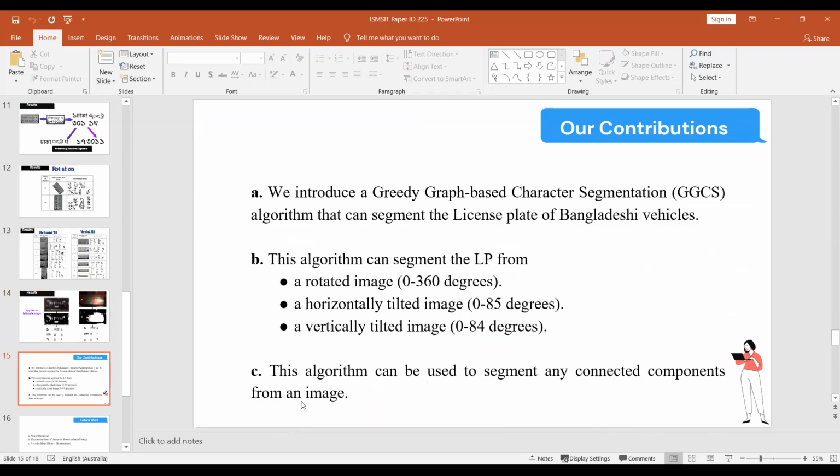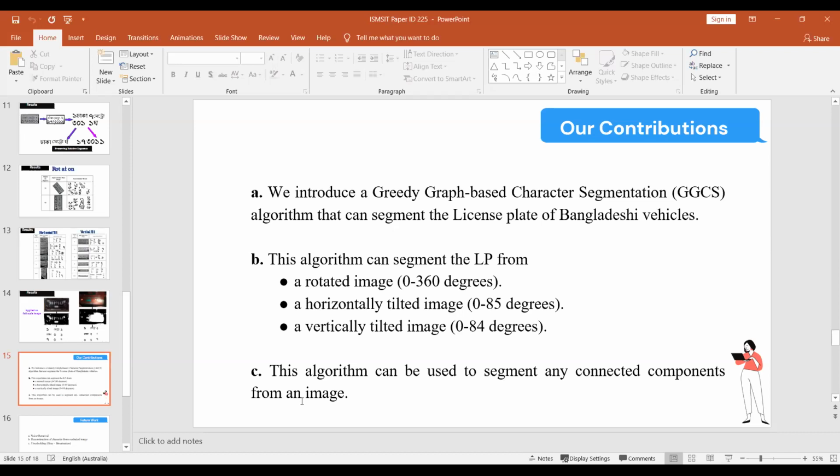So our main contribution here is that we introduced a greedy graph-based character segmentation algorithm that can segment the license plate of a Bangladeshi vehicle, but I think it will also segment other characters as well. This algorithm can segment the license plate from a rotated image up to 360 degrees. The existing algorithm can go up to 20 degrees, but our algorithm can go up to 360 degrees.